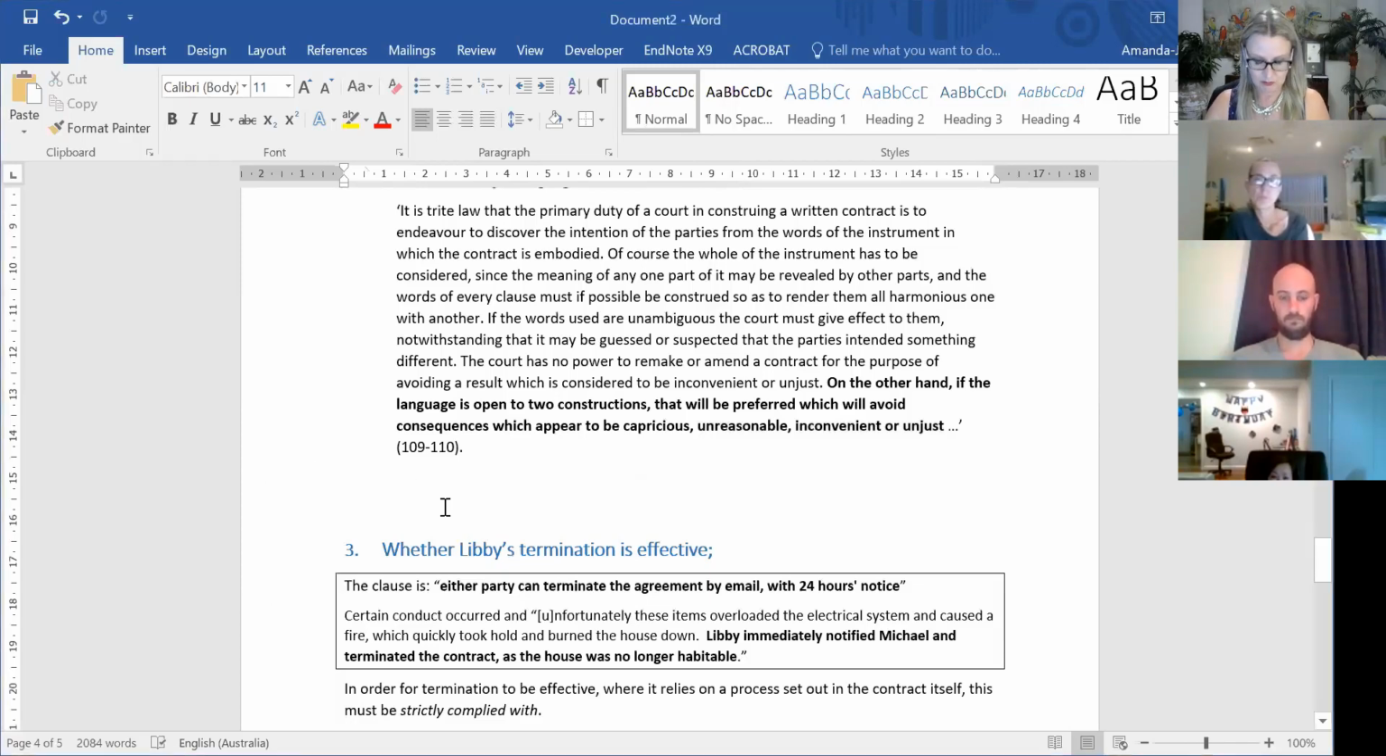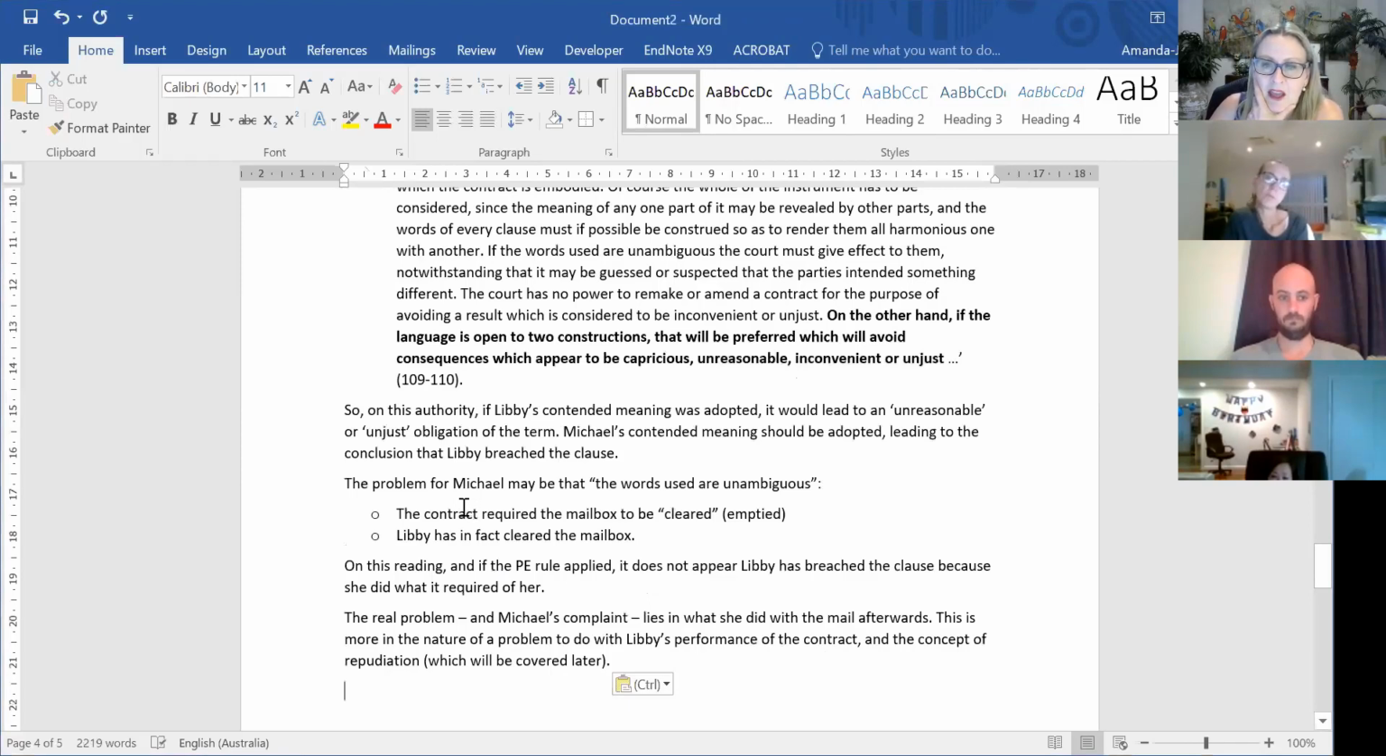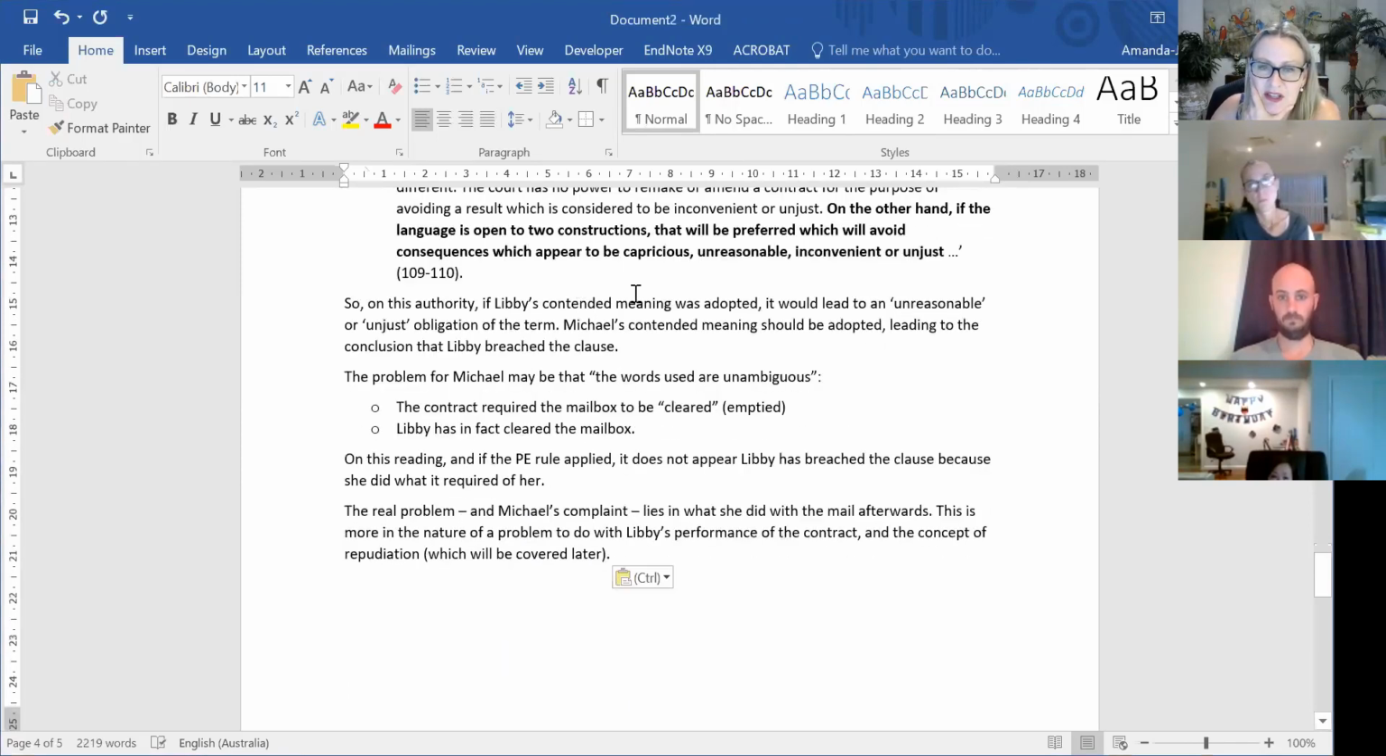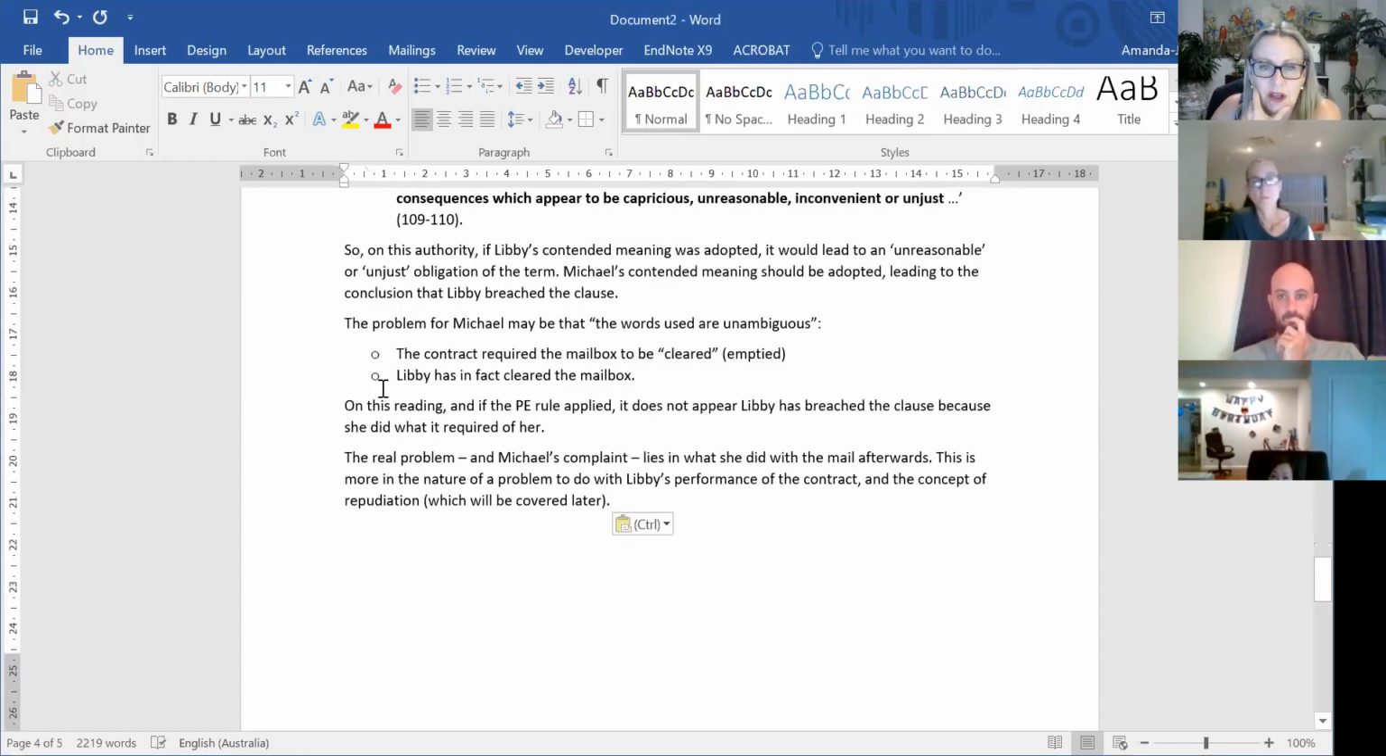As I said before, if Libby's contended meaning was adopted, it would lead to an unreasonable or unjust consequence. I think his problem, and I don't think you can get around it, is the words are unambiguous. It just said the mailbox had to be cleared, and she cleared it. Okay? The real problem was what she did with it after, and that's not covered by the clause. So the question was, was this clause breached? Technically, I don't think it was.